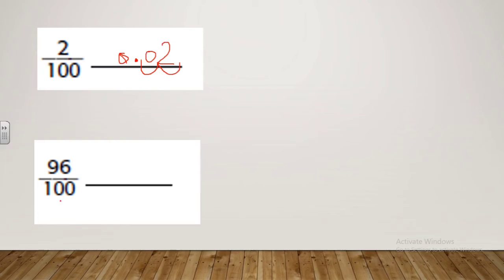Okay, let's see the next one. Here we have 96 over 100. We want to write this fraction as a decimal. So can you tell me how we can write it? Come on, I'm waiting for your answer. Super, I can hear you. Great job. We will write the number in the numerator, that's 96. And in the denominator, we will see that it's over 100. That means we will put a point after 2 decimal places. So 1, 2. We will put a point here, and we'll put 0.